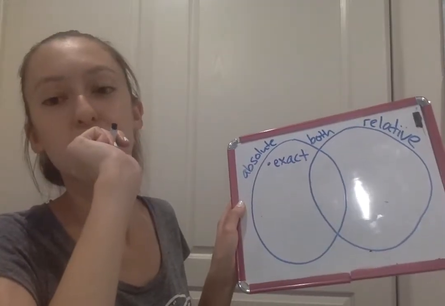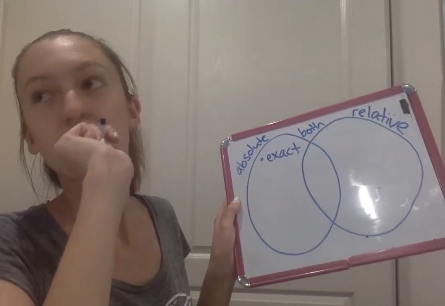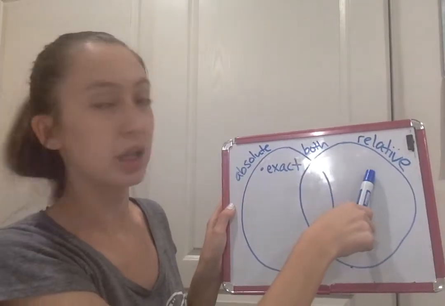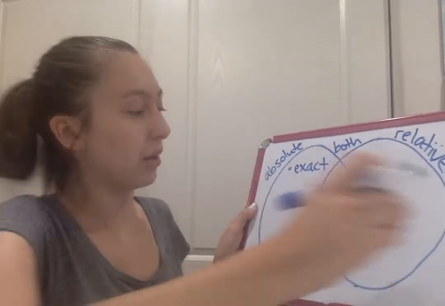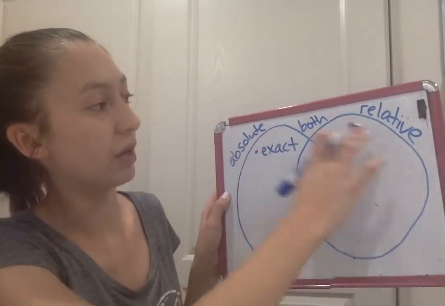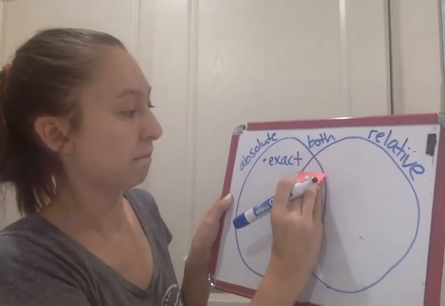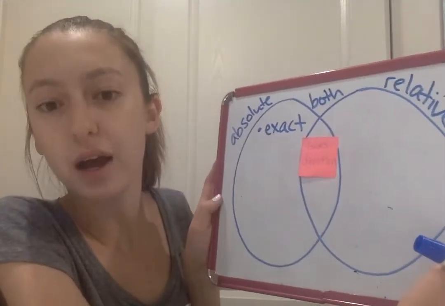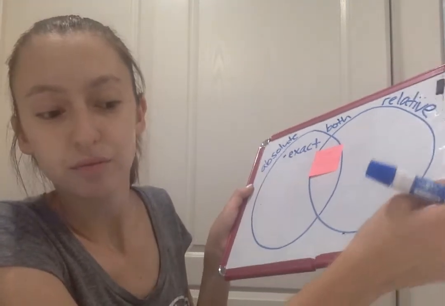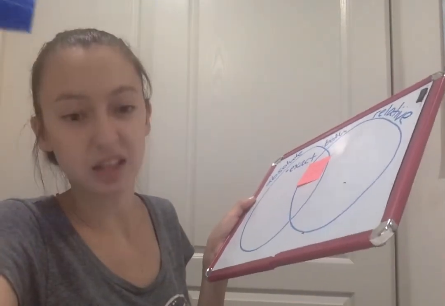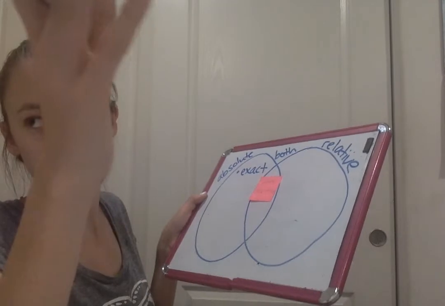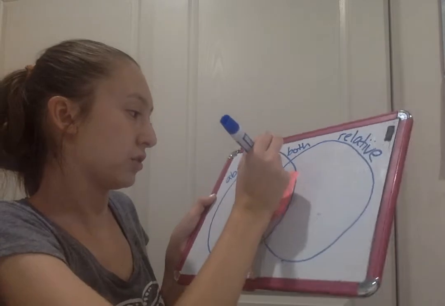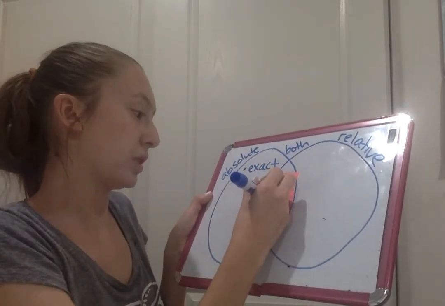What else can we write? Yes. So where are we going to write gives direction? Are we going to write gives direction right here, relative, or for both? Yes, we're going to put it in the middle because both absolute and relative location give direction. Give direction, all right. What else can I write? And tells where something is. So they're kind of the same thing, giving direction and telling where something is, but I'll still write it. So gives direction, and they both tell where something is.